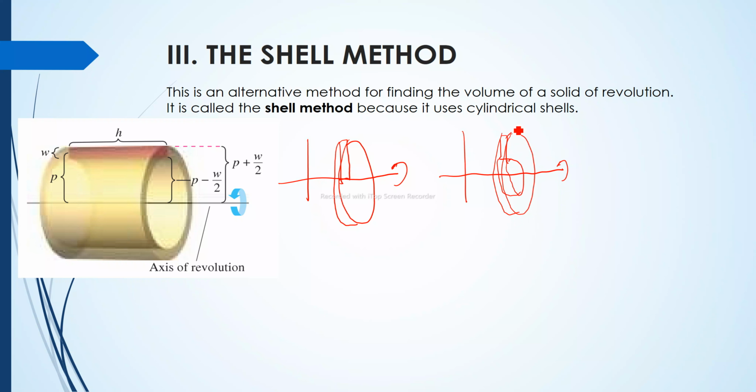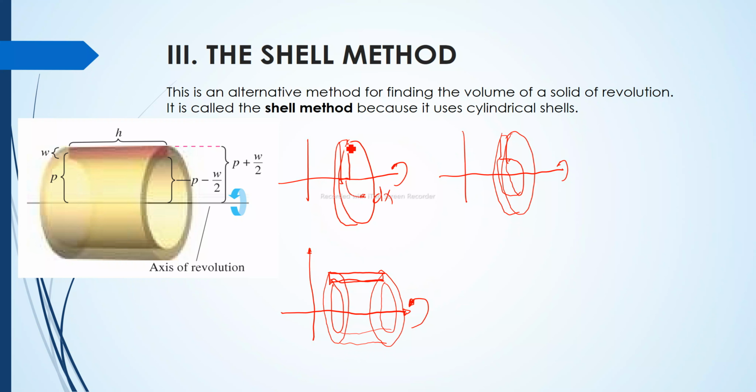Now with the cylindrical or shell method, let's say we rotate the region bounded by the curve along the x-axis. Our representative rectangle is lying horizontally, and then we rotate that along the x-axis. Then we can see that a cylinder is formed. For this one, the thickness of the strip is dx, and the height is just the radius.